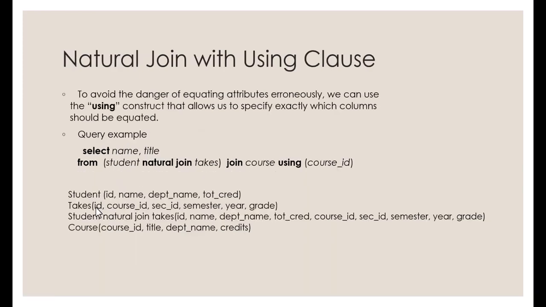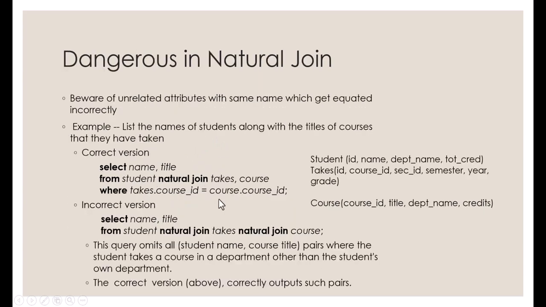You can also do a natural join using the using clause. So here we have select name and title from, and then we are doing a student natural join takes, which is what we did here, right? And then we try to do that with natural join course. That would be fine if we're only looking at these common course IDs, but we don't want this department name to be set equal to each other because that's not what we mean to do.